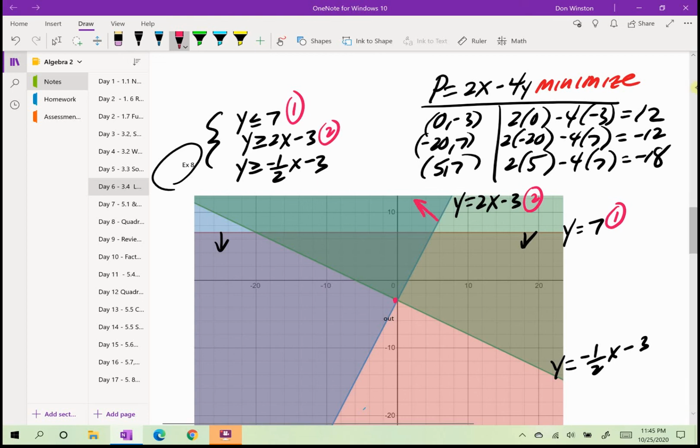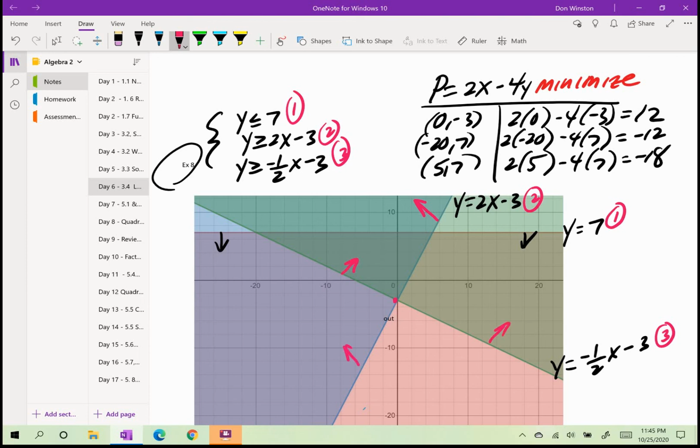And then the other equation, equation 3, again my y-intercept is negative 3. And here I go down 1 and over 2. So down 1 and 1, 2, and over 2. And I draw that line. So that's the equation y is equal to negative 1/2 x minus 3. That's equation number 3. And that says I have to be above that line.